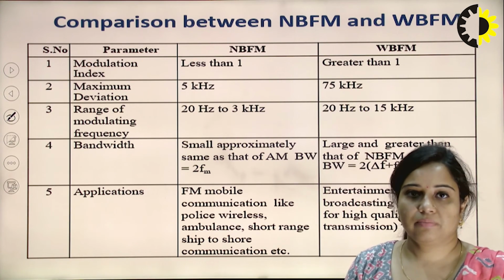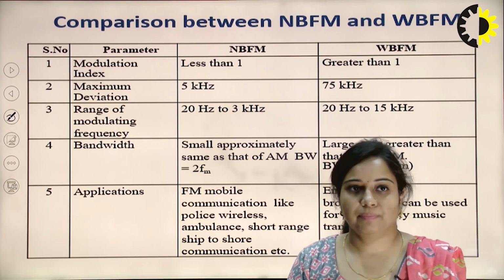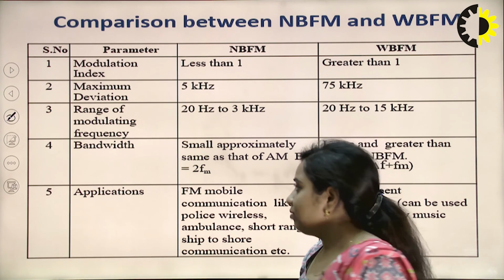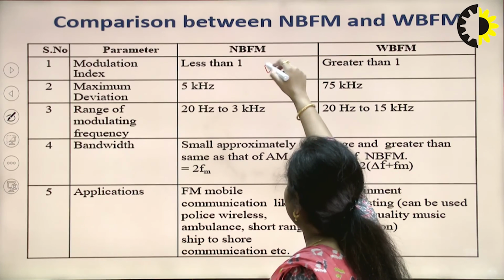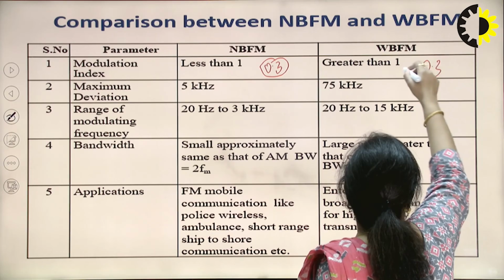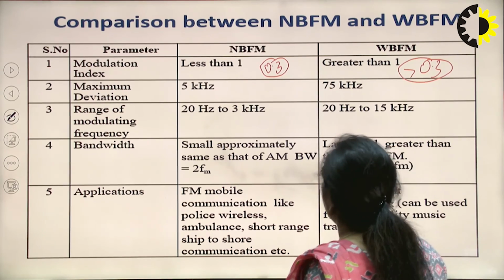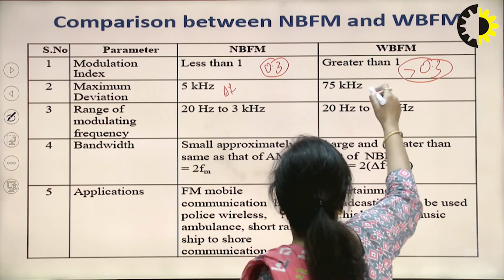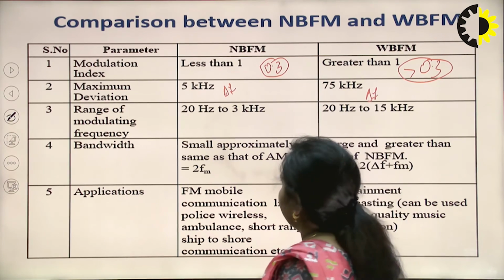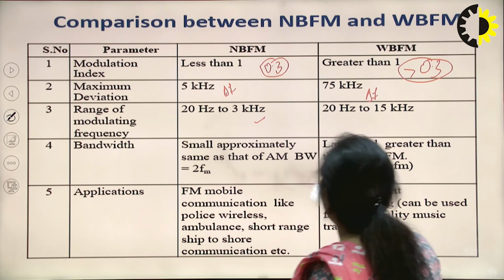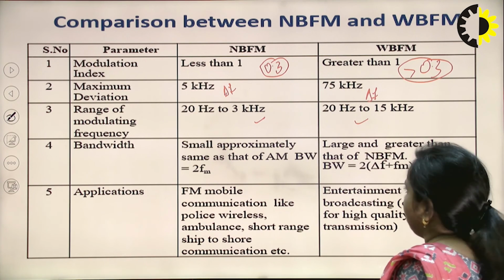Next is the comparison between NBFM and WBFM. For NBFM the modulation index, as I have told you, should be less than 1, but it can be less than 0.3 also. This is the standard way. For WBFM it can be greater than 0.3. Maximum deviation delta F is 5 kilohertz for NBFM, and for WBFM the maximum deviation is 75 kilohertz. Range of modulating frequency is 20 hertz to 3 kilohertz for NBFM, and for WBFM it will be 20 hertz to 15 kilohertz.